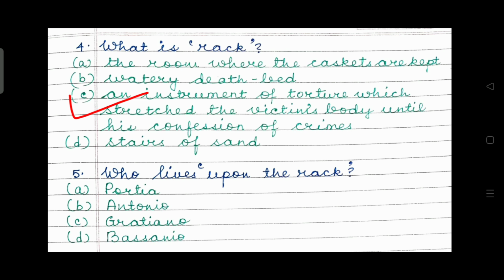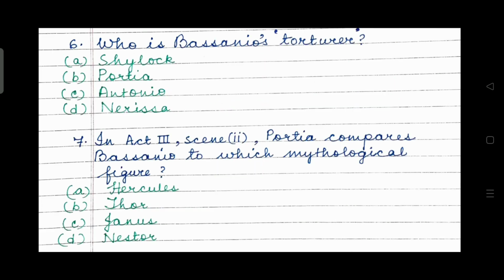Who lives upon the rack? Is it Portia or Antonio, Gratiano or Bassanio? The right answer is option D. It is Bassanio who lives upon the rack. Who is Bassanio's torturer? Shylock, Portia, Antonio, Nerissa. The right answer is option B. Bassanio's torturer is Portia. Bassanio says, "O happy torment when my torturer doth teach me answers for deliverance."